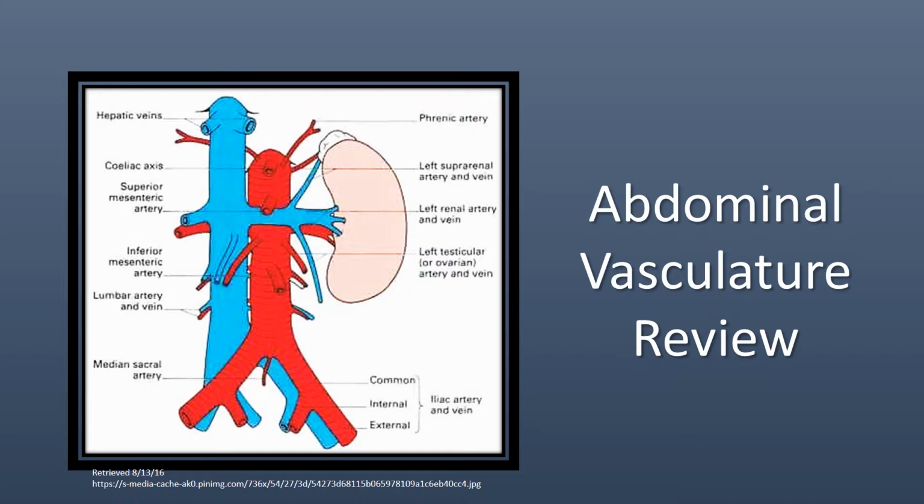These vessels will then course toward the lower extremities, and through the pelvis they will bifurcate into the internal and external iliac arteries. The external will continue on and go inferior to the inguinal ligament and course into the lower extremity.